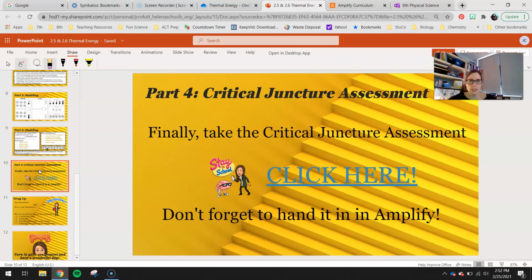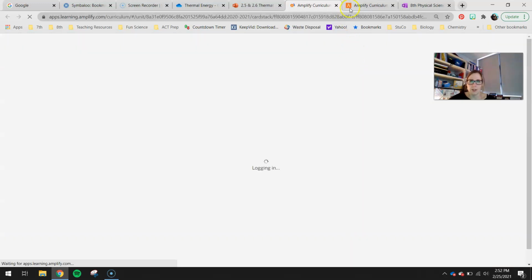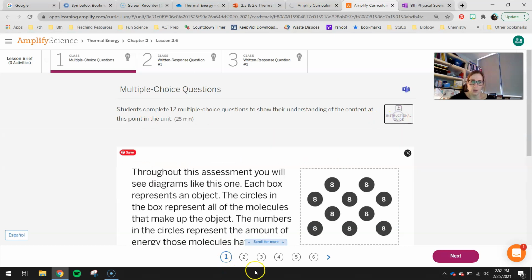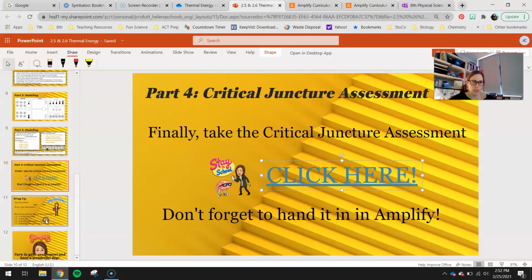And then finally, I want you to go to this last slide. It's your critical juncture. Go ahead, right-click that, open your link. It should take you into the Amplify Critical Juncture. It looks a little bit something like this. Go ahead and answer those 12 multiple choice and your 2 written response. And then you are all done.